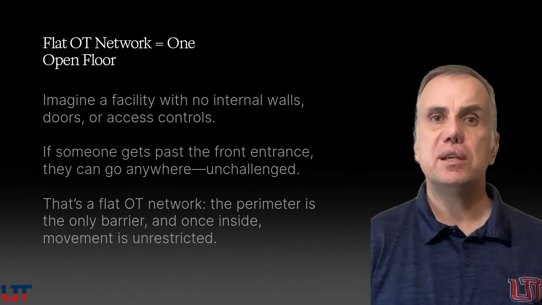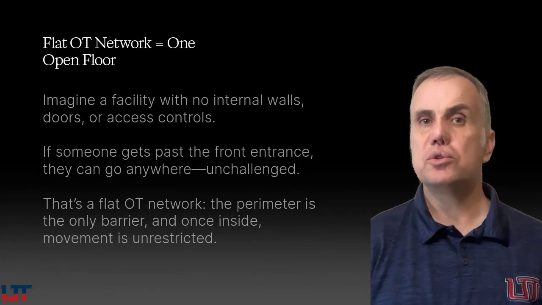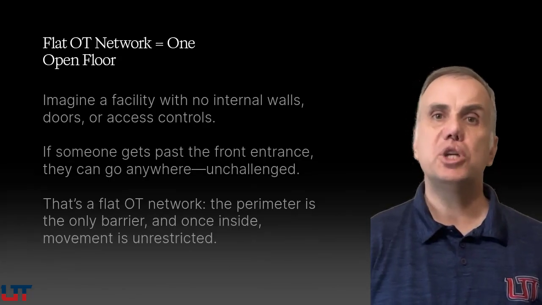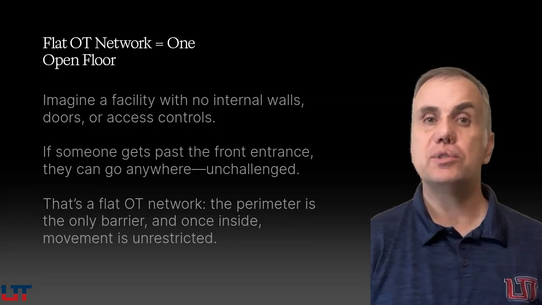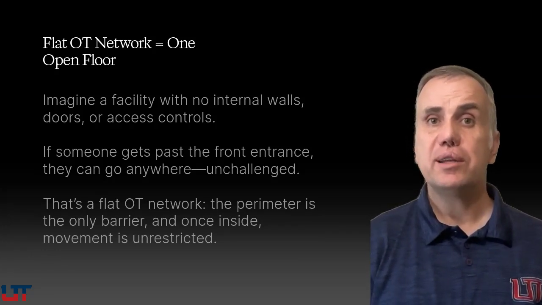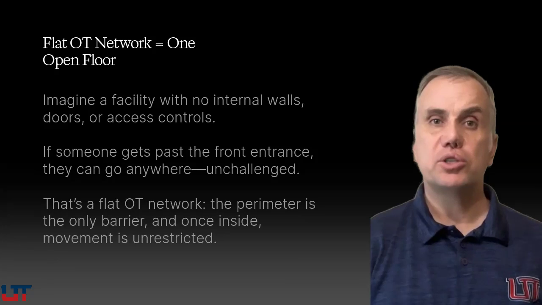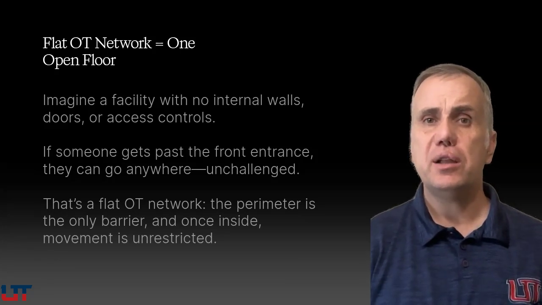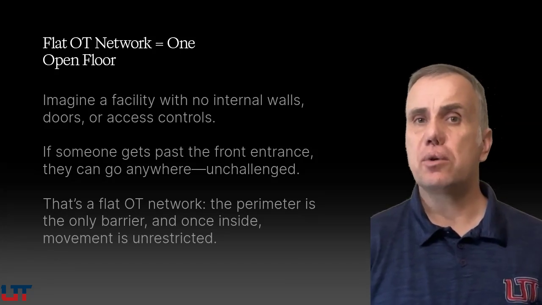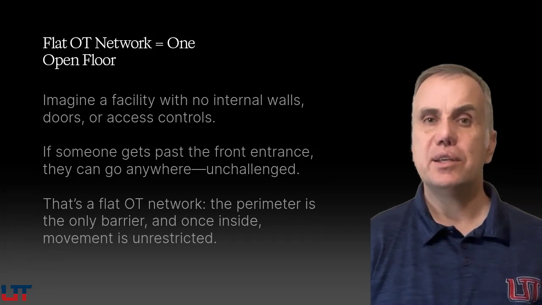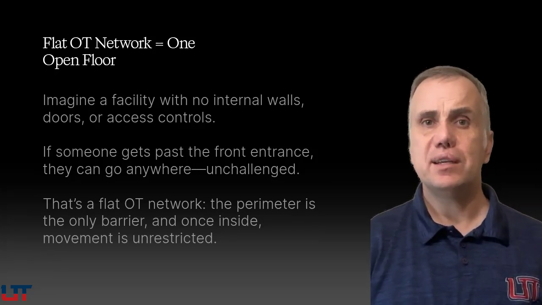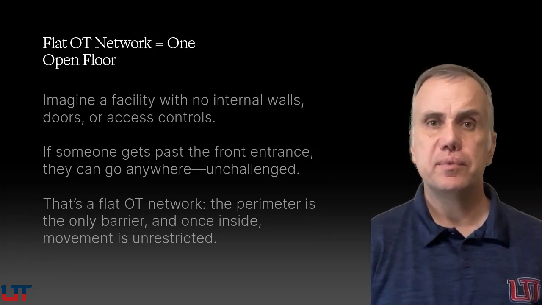Think of a facility with no internal walls or doors or access controls, just one giant open floor. Anyone who gets past the front entrance goes anywhere. A visitor who tailgates in behind a contractor walks directly to wherever they want without challenge. That's a flat OT network. The front door, whatever perimeter control exists, is the only barrier. Once past it, movement is unrestricted.